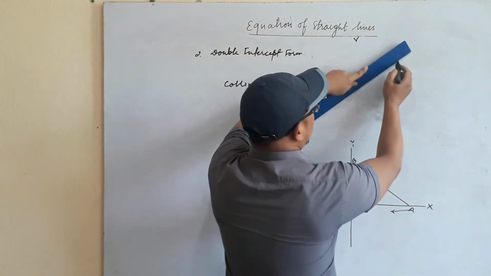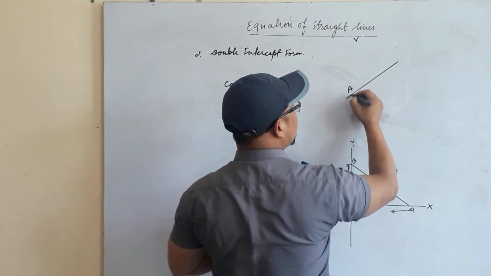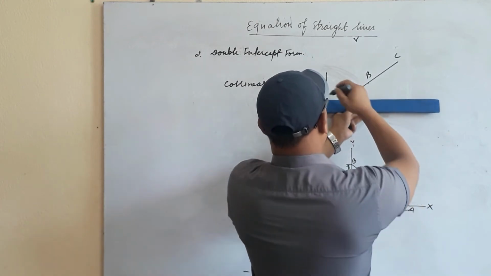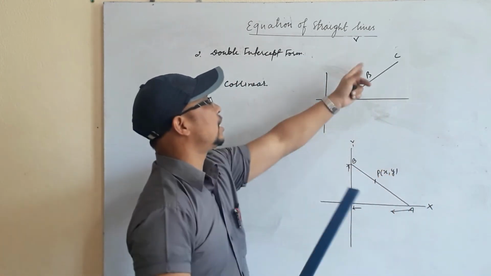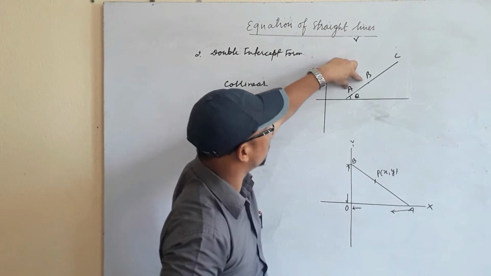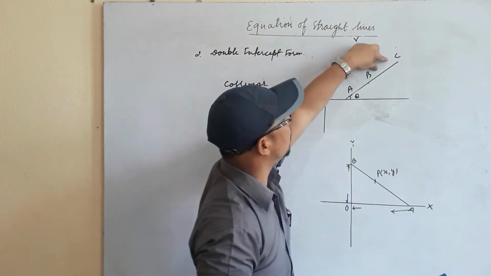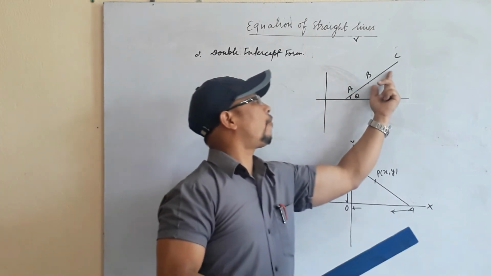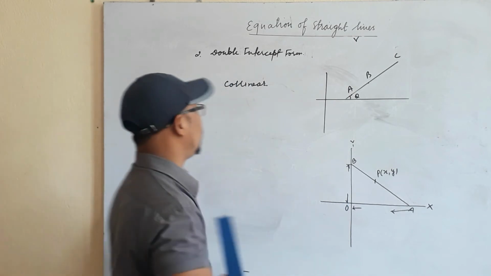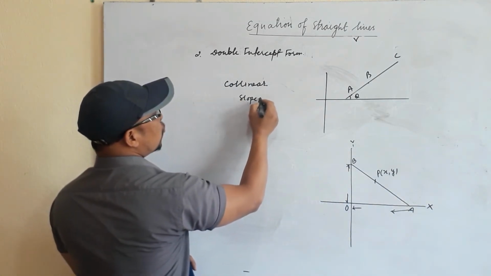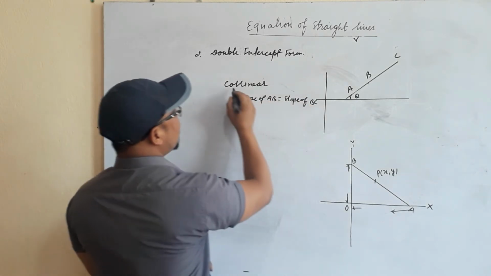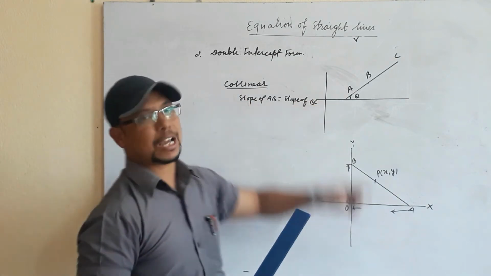Now just look here. Let us suppose this is point A, there is point B, and there is point C. Let us suppose this line makes an angle theta with the positive x-axis. What is the slope of AB? The slope of AB is tan theta. The slope of BC is also tan theta, and the slope of AC is also tan theta. That means if the points are collinear, their slopes are always equal. So here you can write slope of AB equals slope of BC.